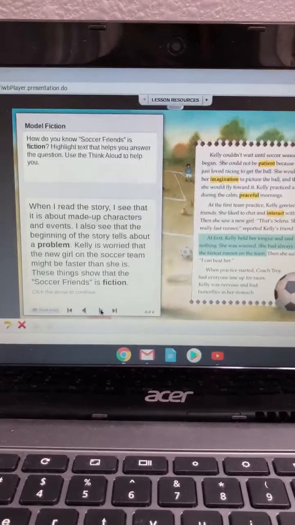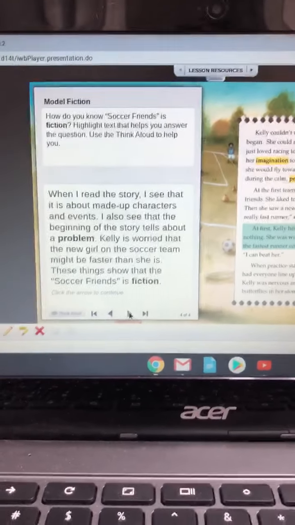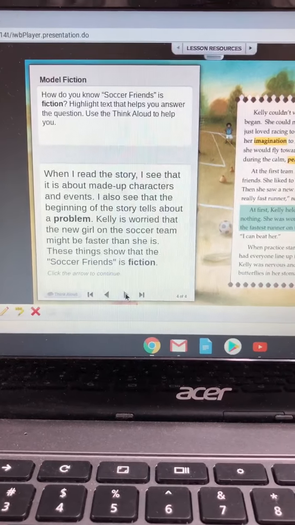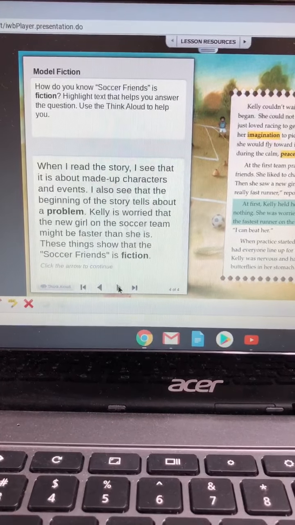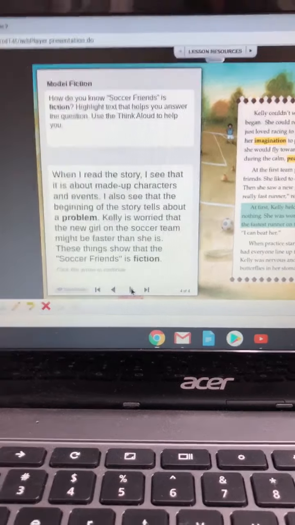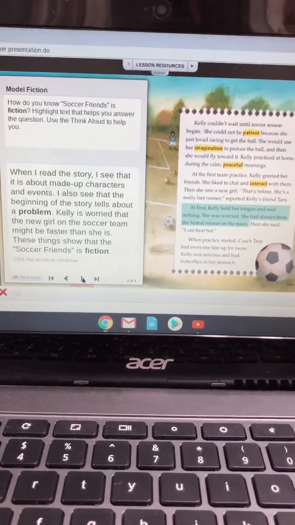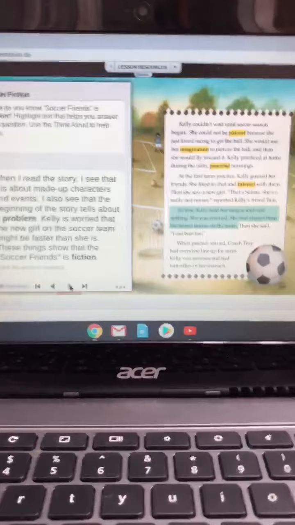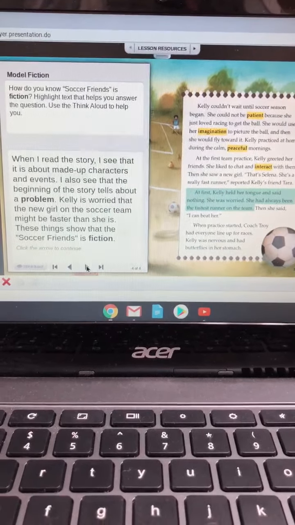Okay, it tells the story about a problem that Kelly has. And what was Kelly's problem? It says Kelly is worried that the new girl on the soccer team might be faster than she is. That shows that Soccer Friends is fiction. Okay, now with every problem, there's a solution. Remember, a solution is how you solve the problem.